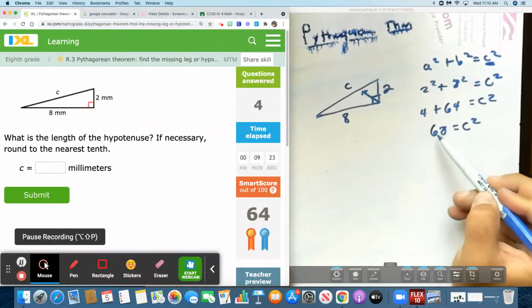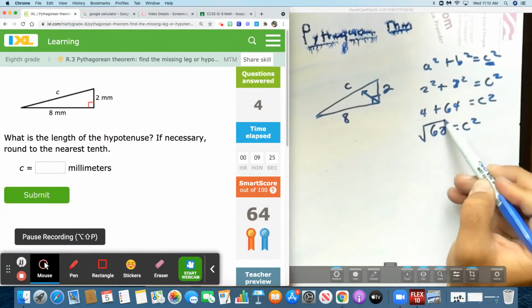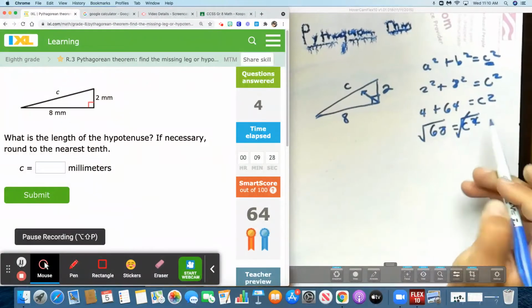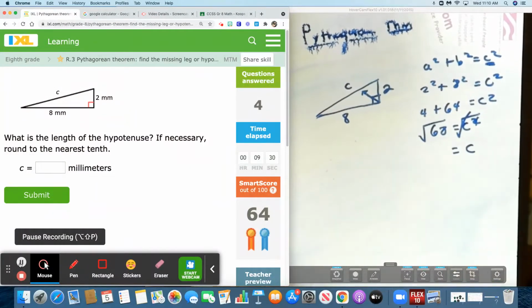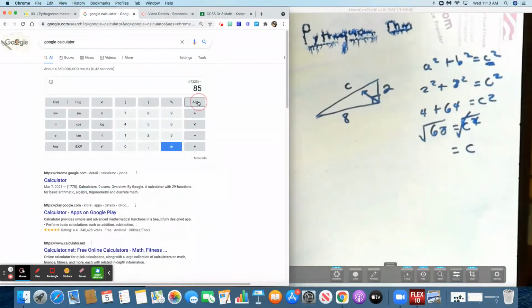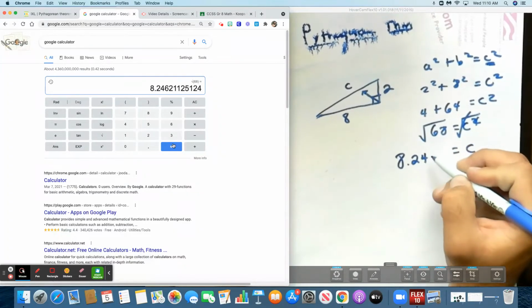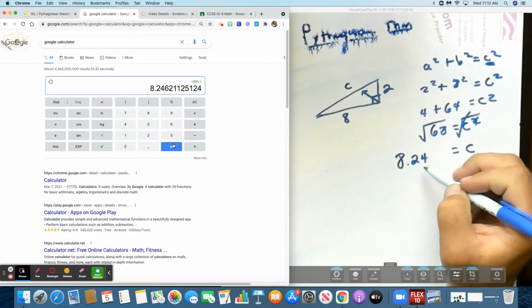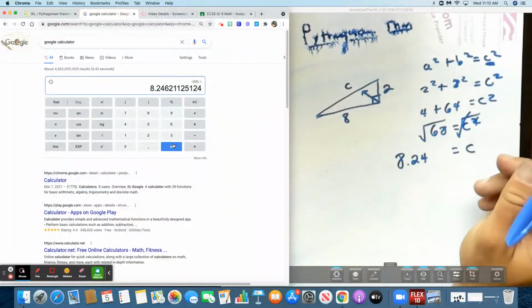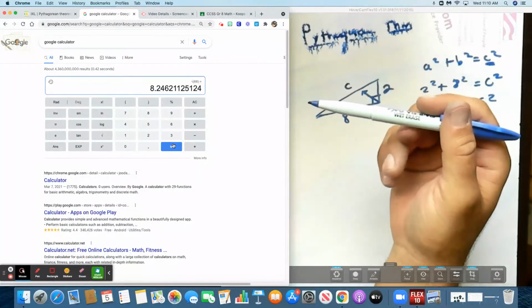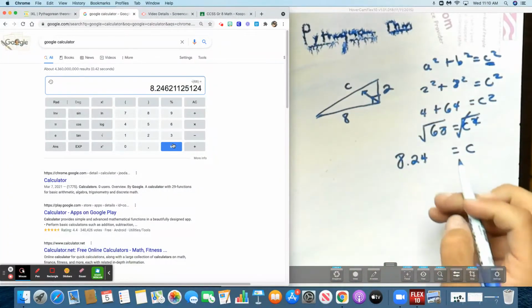Okay. Now for this, we can't do this in our heads, so we're going to just use the calculator to take the square root. That's going to cancel, and we're going to get c equals the square root of 68, which when we go to our Google calculator, we punch that in. Square root button is right here next to the 1. Square root of 68 is going to be this big old long decimal. And remember, this is an irrational number. So this decimal keeps going forever. Even what you see here on the calculator is an estimate. It's not the exact number.